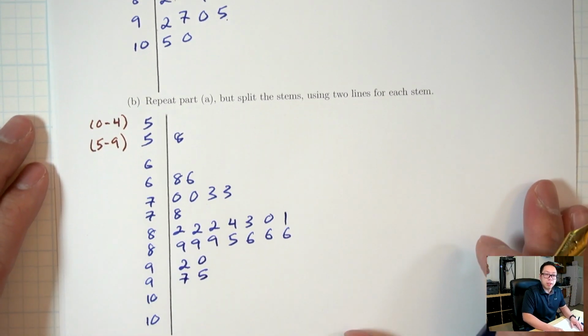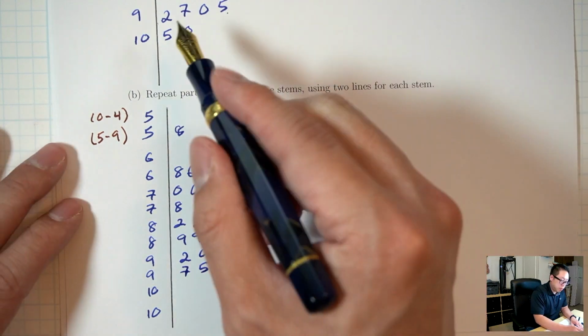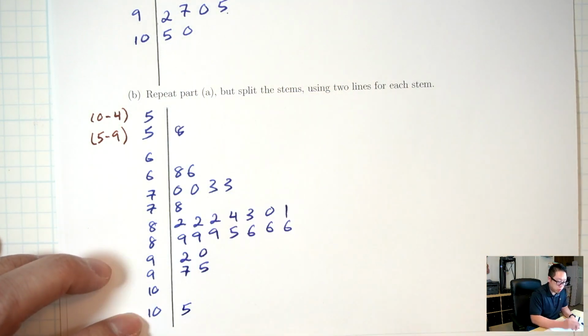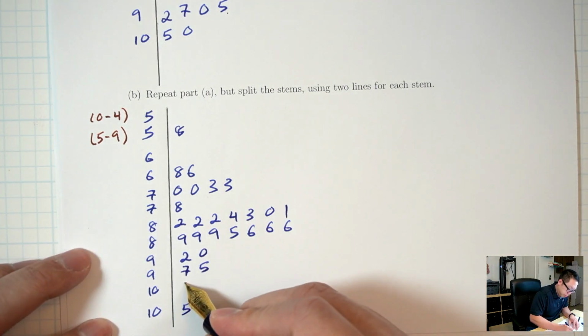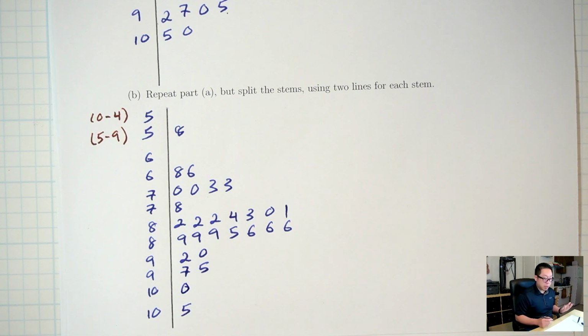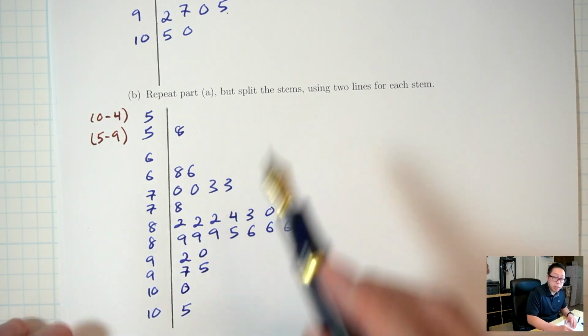And then my 10s, 5 is going to go with the second 10. And then 0 is going to go with the first 10. And that's a stem and leaf plot with split stems.